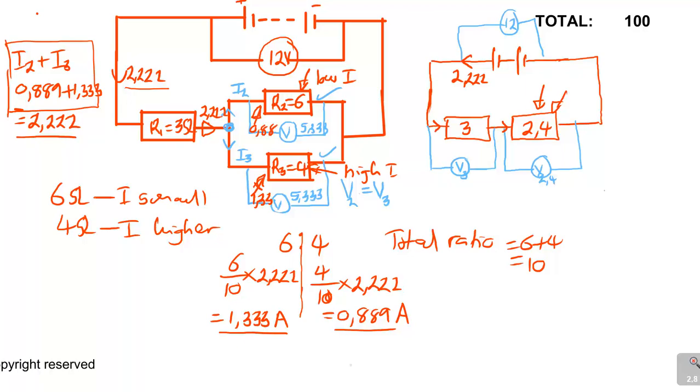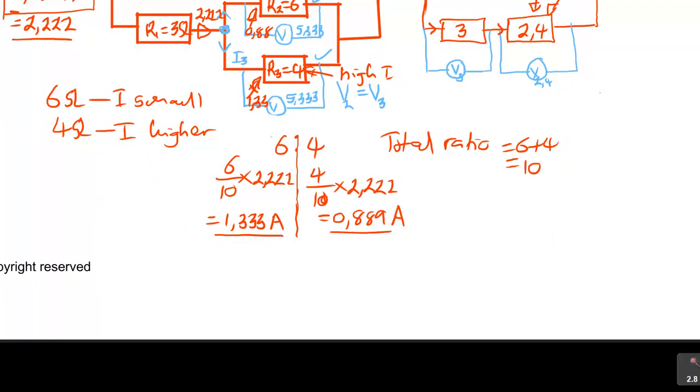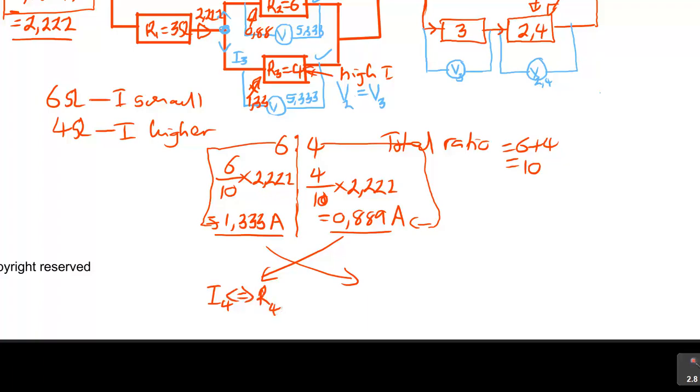So now, let's say you didn't know the first method, how do you work on this? You start to remind yourself of how resistance and current are involved. So you see, we used 6, but we got high current. We used 4, but we get small current. What you need to do is to interchange them like this, so that I4 is linked to R4.